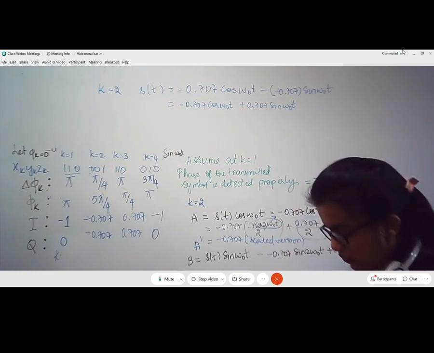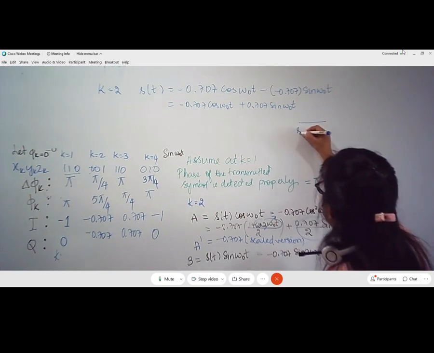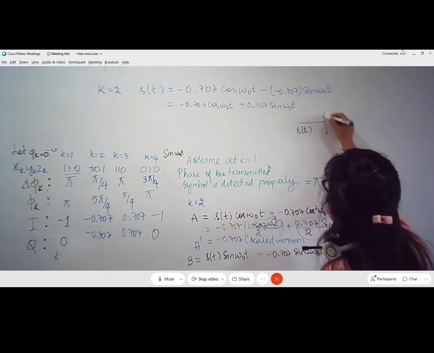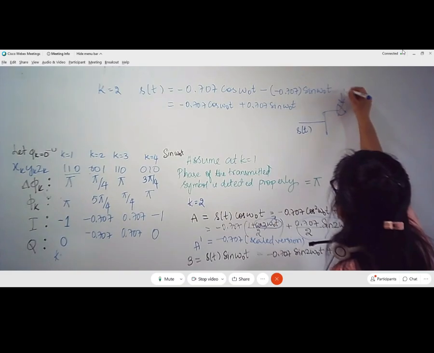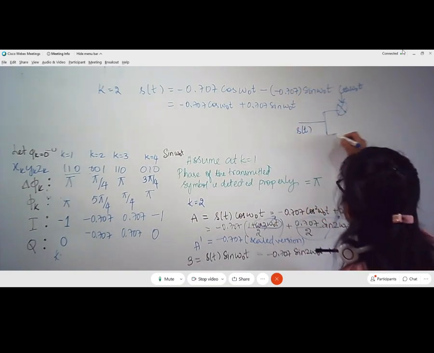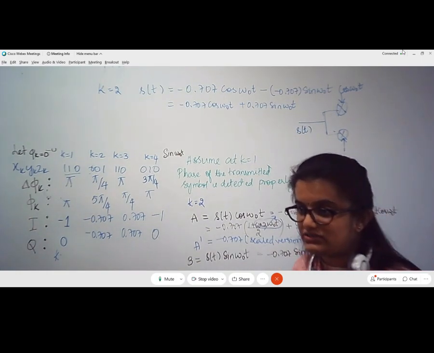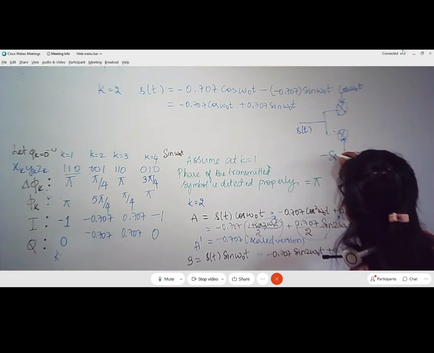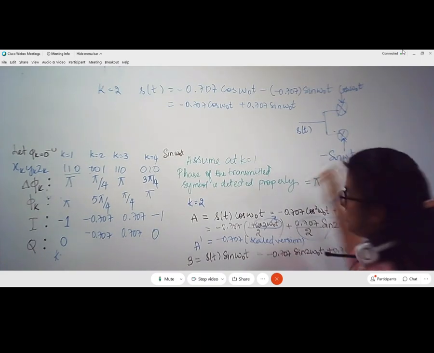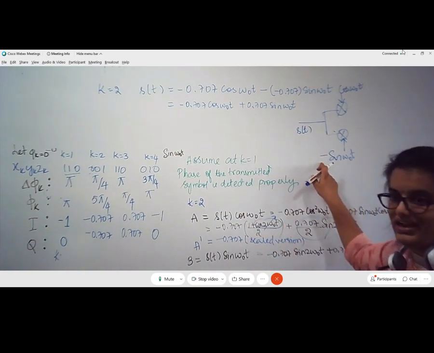I think I missed out one thing here. Whenever I am going to take this S of t and multiply, the upper channel will be multiplied by cos omega naught t, and the lower channel will be multiplied by the complex conjugate. That means it will be multiplied with minus sin omega naught t. Sorry, I did not mention previously. Please make a note of this.